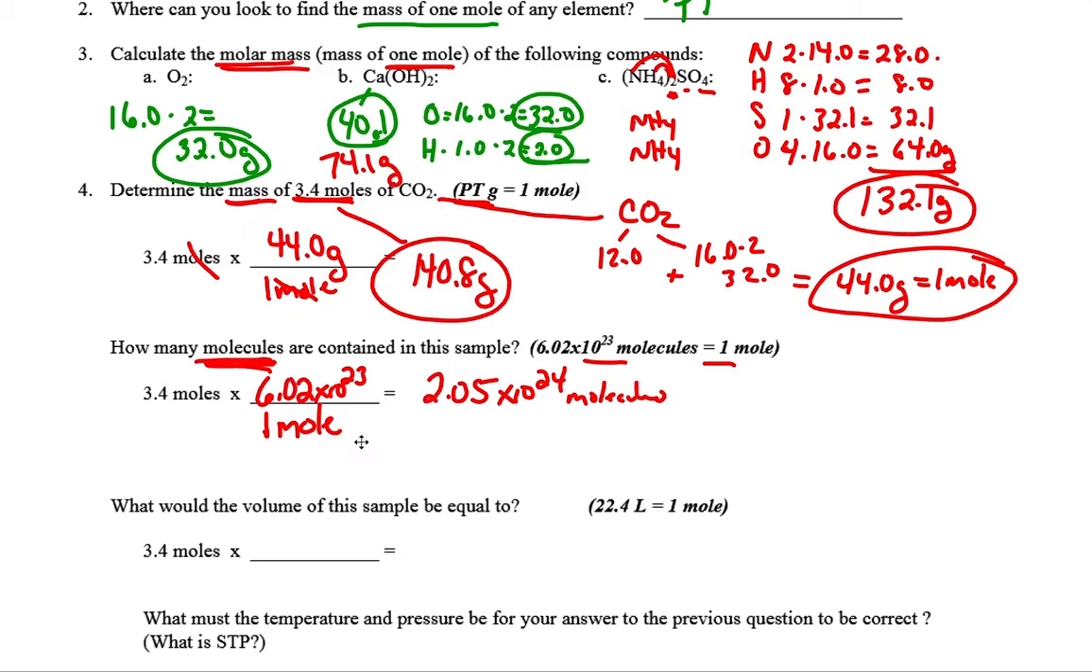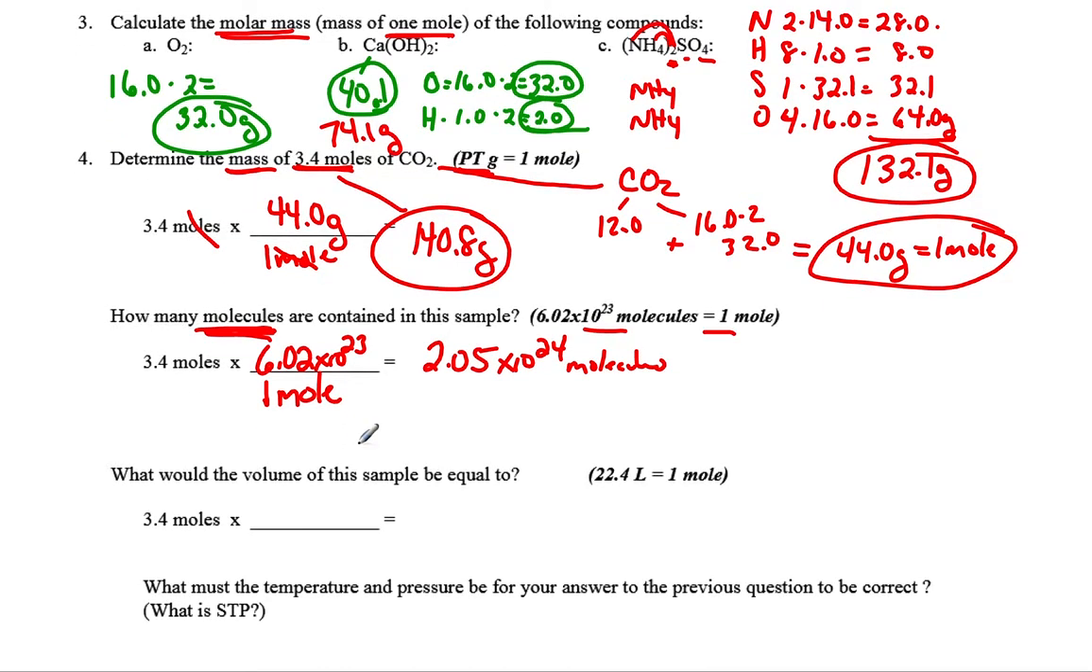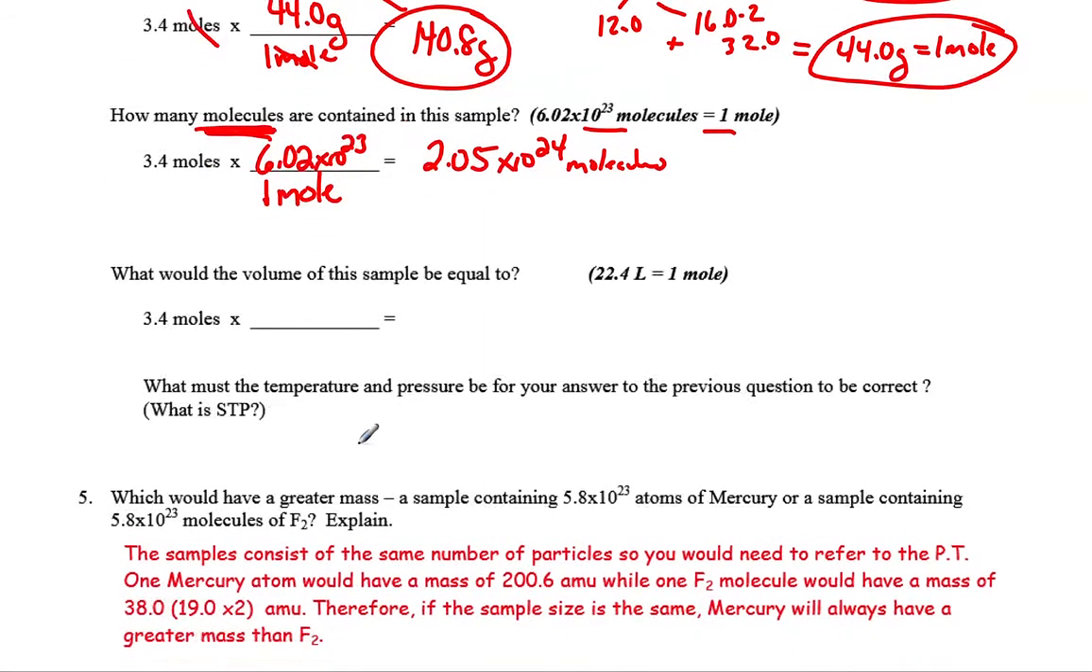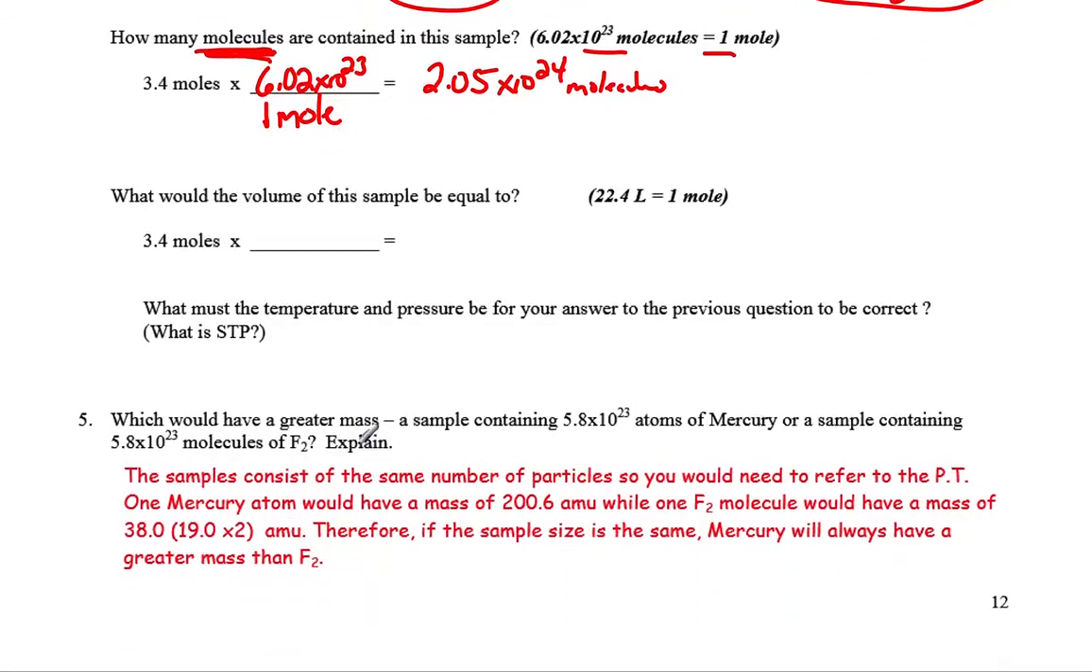All right, what's the volume of this? Well, it's carbon dioxide, it's a gas, so I can use that 22.4 liter conversion factor. Now, it doesn't ask me about mass. I know 1 mole weighs 44 grams, I don't care. I know 1 mole has 6.02 times 10 to the 23rd molecules, I don't care. All I care about is the volume.